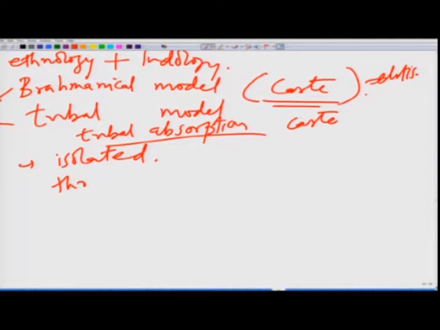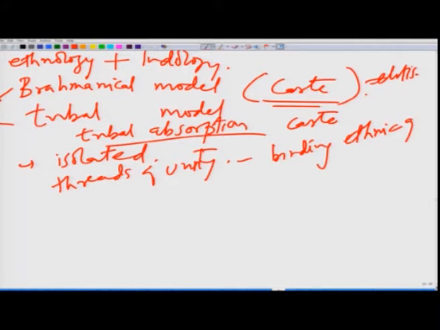But what N.K. Bose tried to work upon is that the tribals are linked to the wider society, to the great traditions, and they have a certain amount of exchange, and this exchange brings about integration between the two different societies. Thus, the civilizational approach is aimed at discovering and highlighting the threads of unity, which are represented in terms of binding the various ethnic groups.